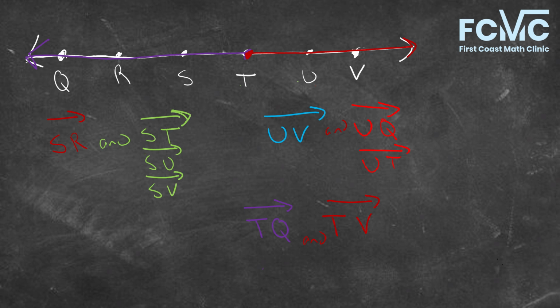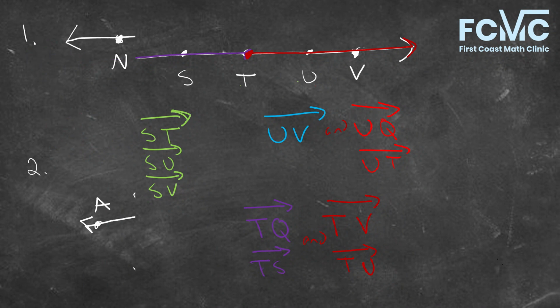Remember, there are different ways that we can name this as well. If I want to rename, instead of using TV, I could name this TU. Instead of naming this TQ, I could just use any of these other points, TS. So a bunch of different ways that we can name these rays. Let's do a couple more examples where we practice naming rays and opposite rays.